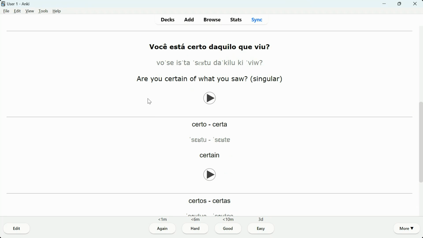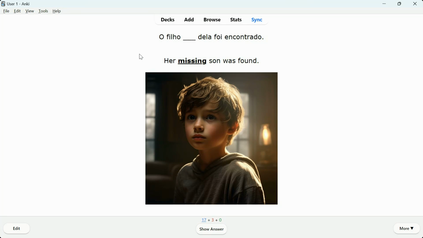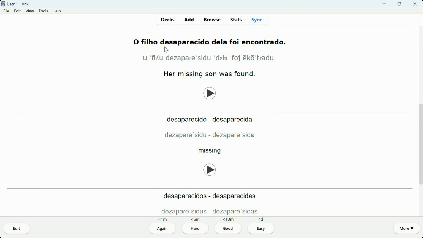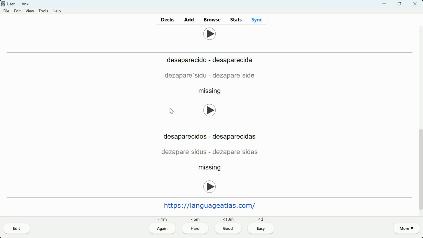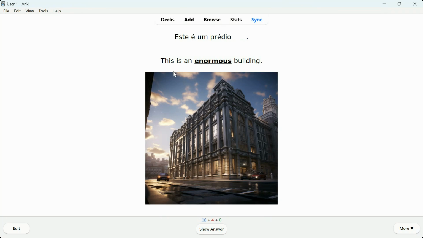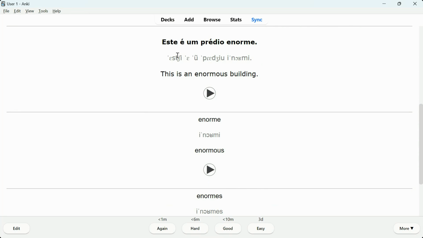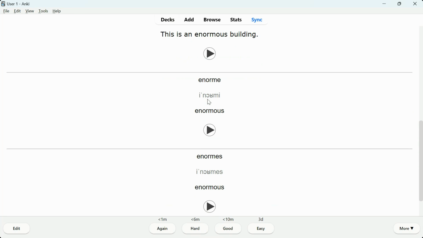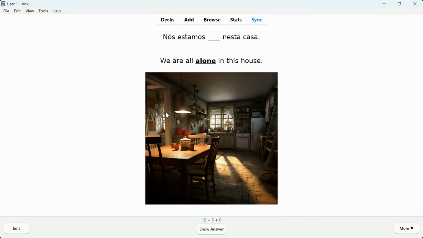Certos, certas. Her missing son was found. O filho desaparecido dela foi encontrado. Desaparecido, desaparecida. Desaparecidos, desaparecidas. This is an enormous building. Enormous. Este é um prédio enorme. Enorme. Enormes.